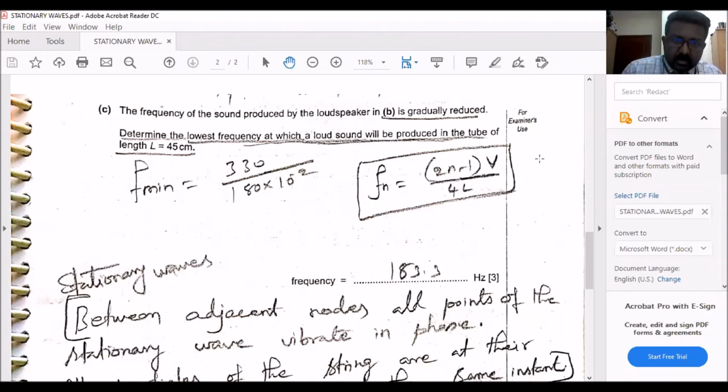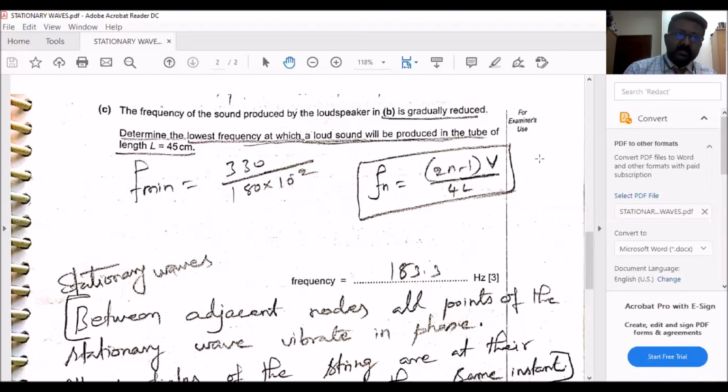The frequency of the sound produced by the loudspeaker in B is gradually reduced. Determine the lowest frequency at which a loud sound will be produced in the tube of length L equal to 45 centimeter. Here the length of the tube is not adjusted, just the frequency has been adjusted, therefore the wavelength will change. So we calculate the new wavelength using the expression L is equal to lambda over 4, because to calculate the minimum or fundamental frequency, L is equal to lambda over 4. Therefore, lambda is equal to 45 times 4, that is 180 centimeter.